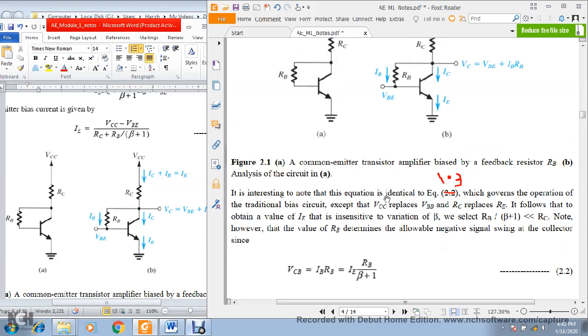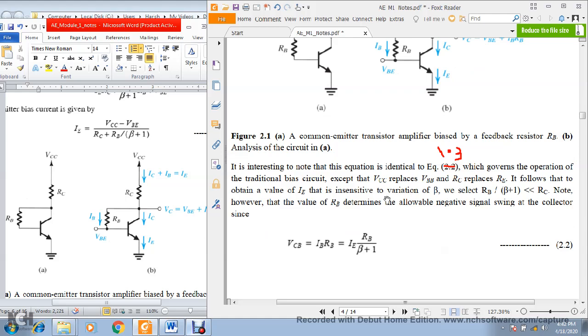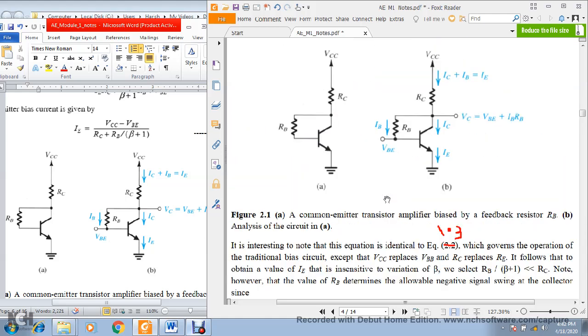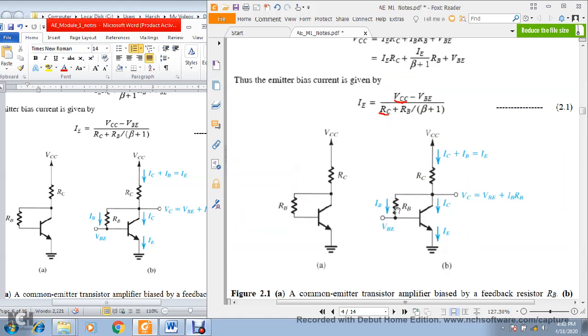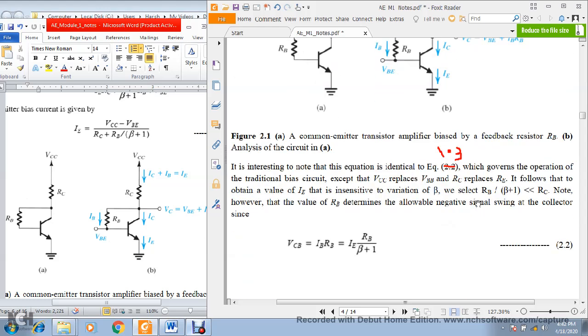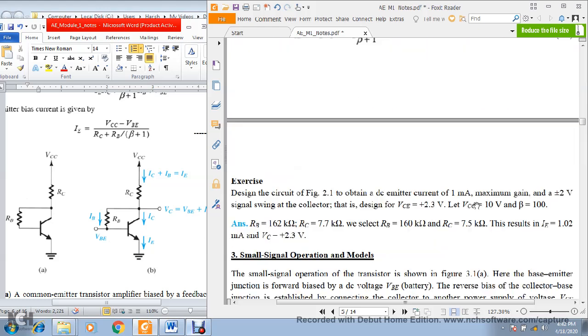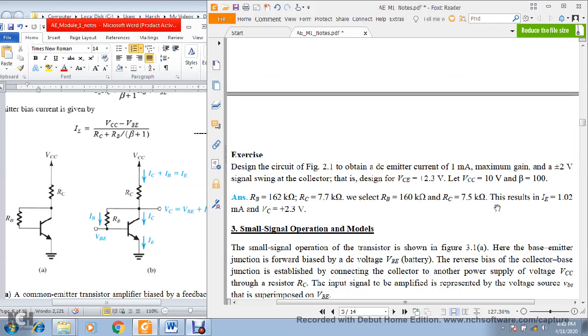So that's it, not much change in this, except RB acts as a negative feedback resistor here, which is used to stabilize the output current. And you have an exercise problem, please try to solve this and get the answer. Thank you.